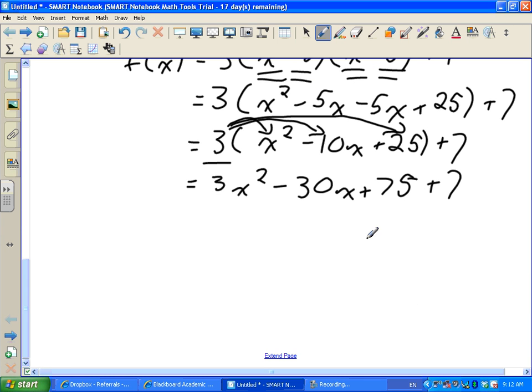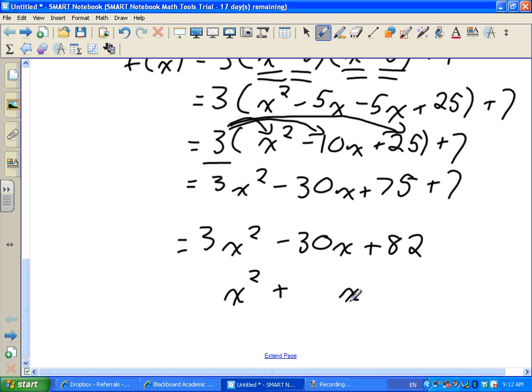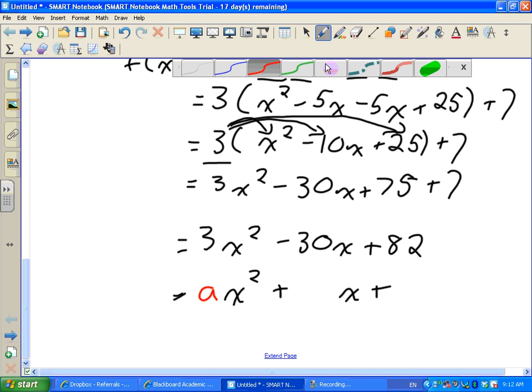And finally, I'm going to simplify my last two terms. 3x squared minus 30x plus 82. Hey, and now we have our standard form. A, B, and C.